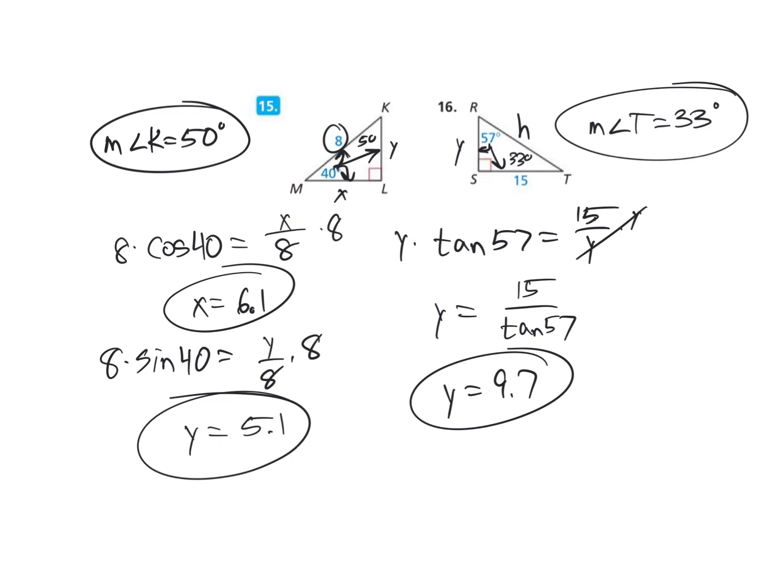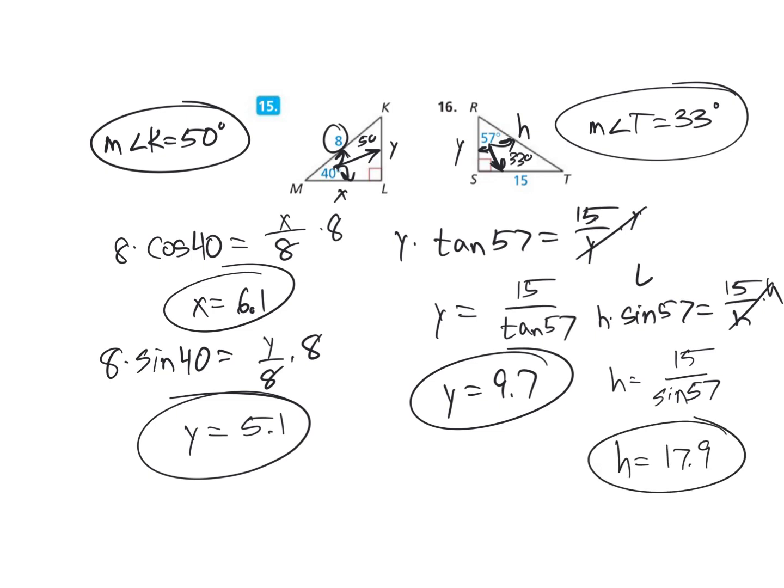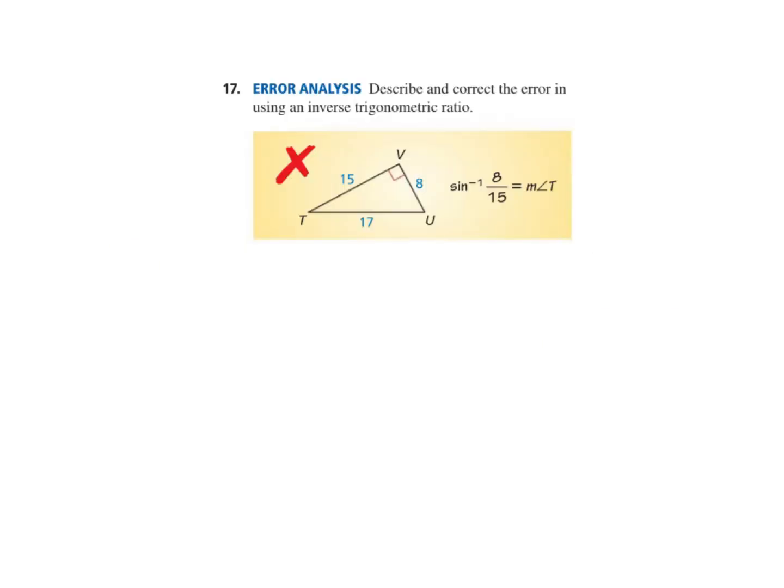Now to get h from 57, you still use the opposite leg. And now you have the hypotenuse. So the sine of 57 is equal to the opposite leg, 15, over the hypotenuse. So multiply by h to get it out of the denominator, and then divide off the sine of 57. So 15 divided by sine of 57 is the hypotenuse, 17.9. So there's all 3 of those values.